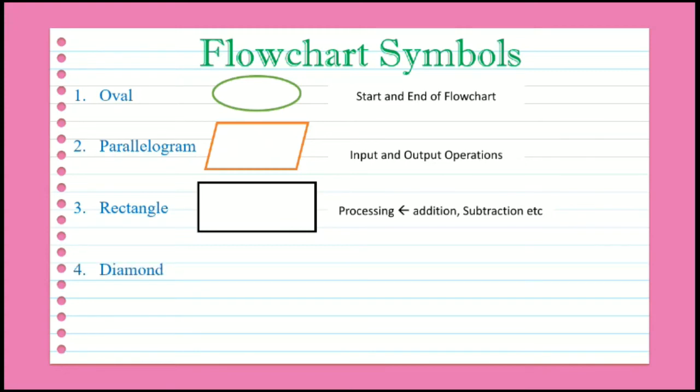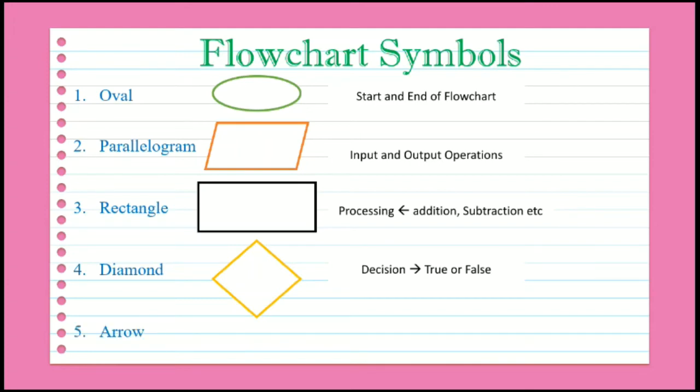Fourth symbol is diamond and it looks like this. It is used to make any decision in the flowchart. So basically this symbol is used to check the condition in the flowchart. So here depending on the condition whether it is true or false, flowchart will select only one path out of two available paths.